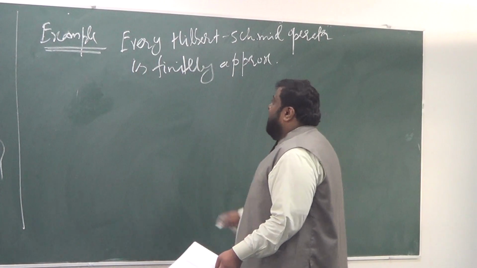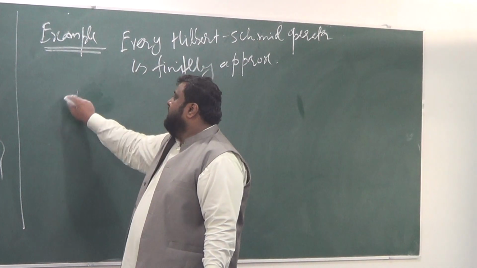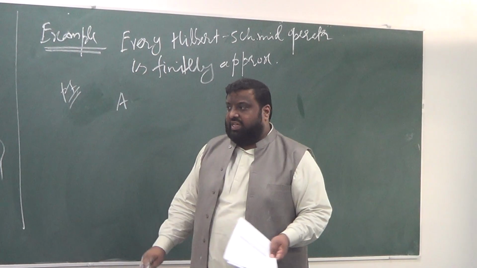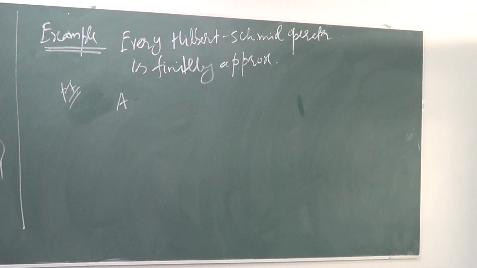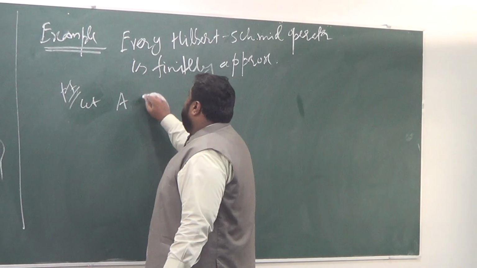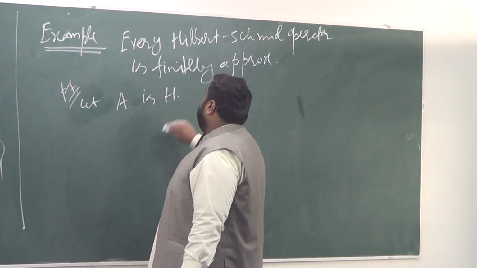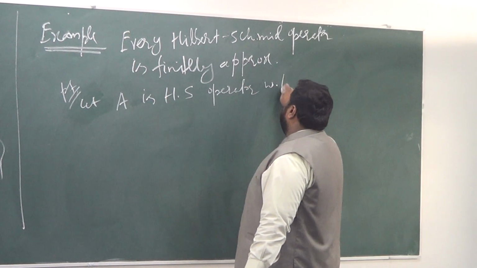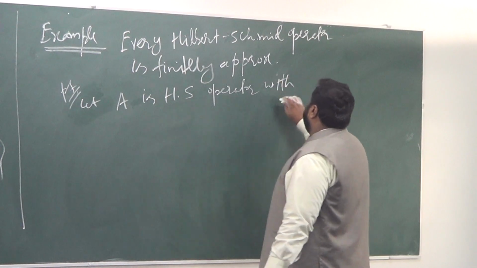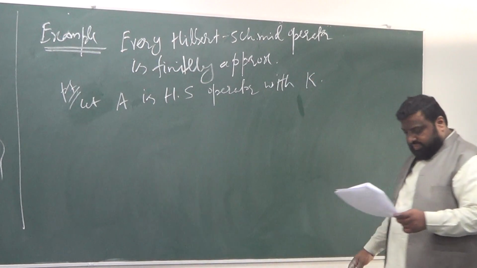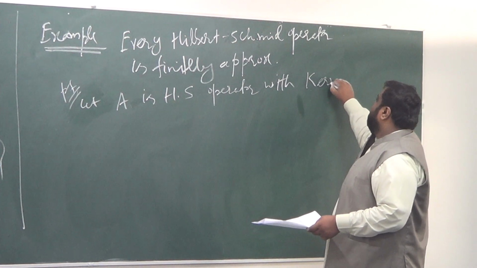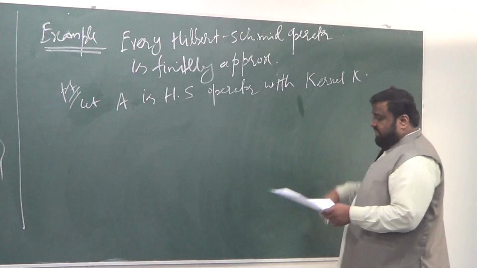So imagine that I have a Hilbert-Schmidt operator. So A is a Hilbert-Schmidt operator with a kernel K actually. Okay, so that A is a Hilbert-Schmidt operator with kernel K. Okay. With kernel small k.